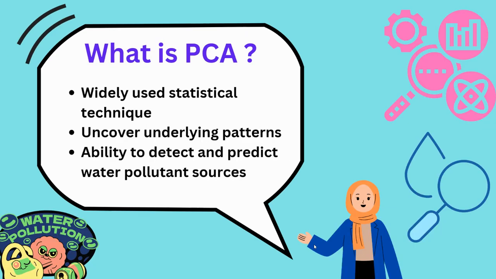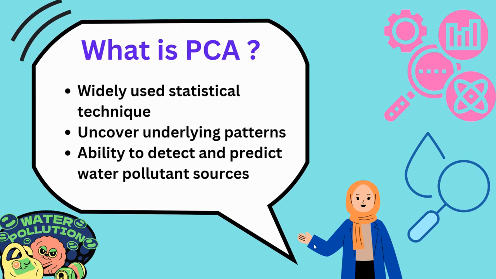Hello, I'm Samia. So do you know what PCA is? Principal Component Analysis, PCA, is a widely used statistical technique that can uncover underlying patterns and identify key variables in complex datasets. PCA has the ability to offer helpful insights into the detection and prediction of unidentified pollution sources in the context of surface water contamination.